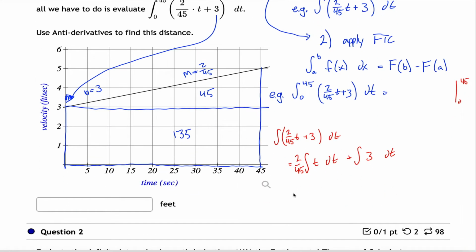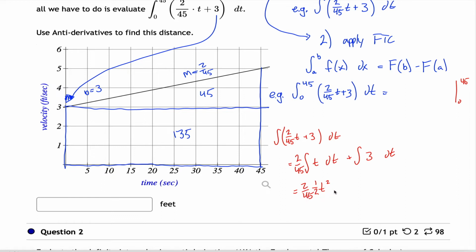And hopefully these are things we can both figure out. Let's see, the 2/45, I leave that alone because that's not in between my integral symbol. This is t to the first power. So when I take the antiderivative, I have to add 1 to that exponent, so it becomes t squared. But it's not just t squared, because if I was taking the derivative of t squared, I'd get 2t. But I don't want 2t, I just want 1t, so there must be a 1/2 right here. The antiderivative of t is 1/2 t squared, so the antiderivative of 2/45 t is 2/45 times 1/2 t squared.